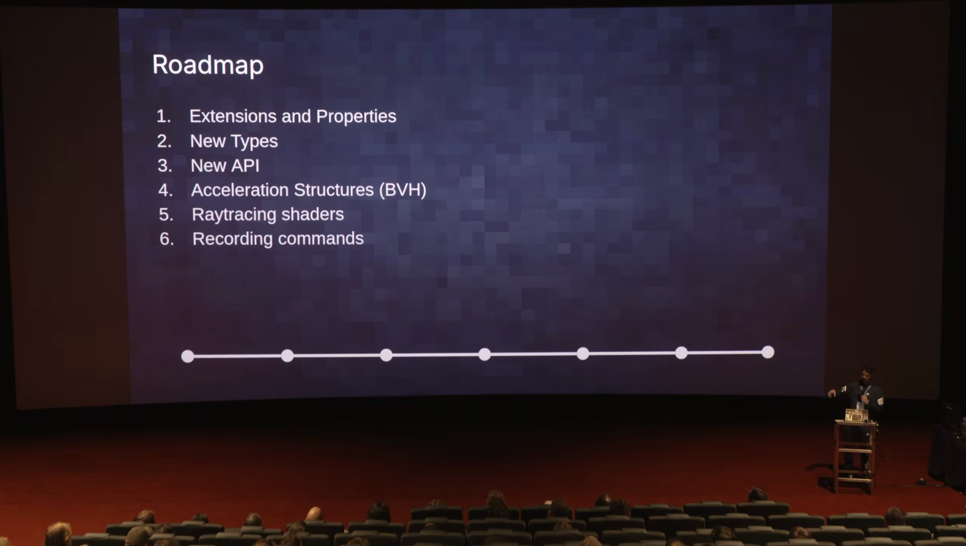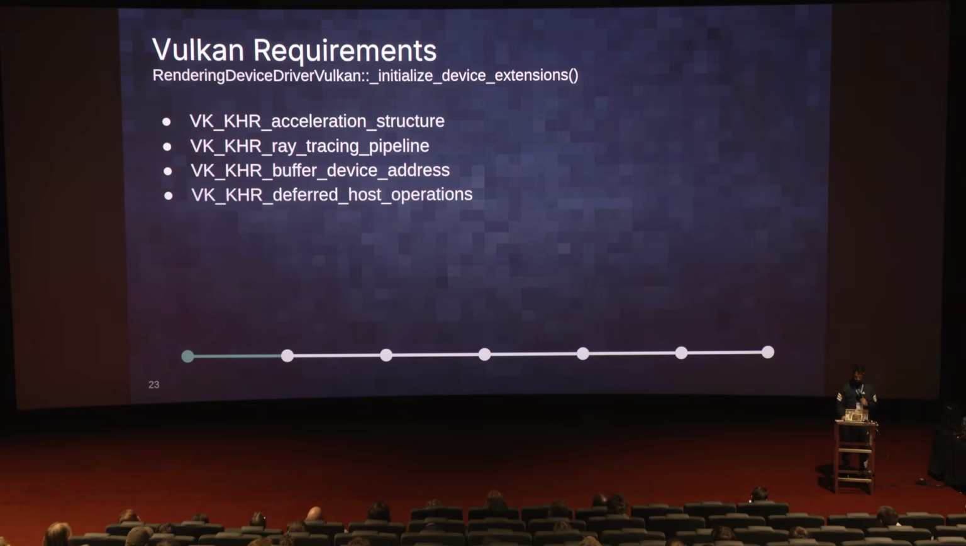I'll start with extensions and properties. I'll introduce new types, new API available to you. I'll mention acceleration structures, ray tracing shaders, and then recording commands. Let's go. Okay, Vulkan requirements. Not every GPU has ray tracing capabilities. These features are quite new in the industry.